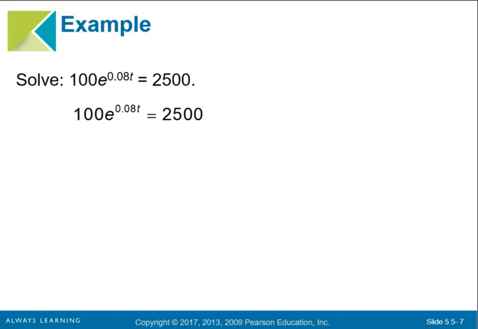All right, one more quick one before I end this video. We have 100 times e raised to the 0.08t equals 2500. Well, first thing I'm going to do is get rid of this 100. So there's a step that they actually kind of jump over. We're dividing both sides by that 100. So we have e to the 0.08t equals 25. That's how this shows up next.